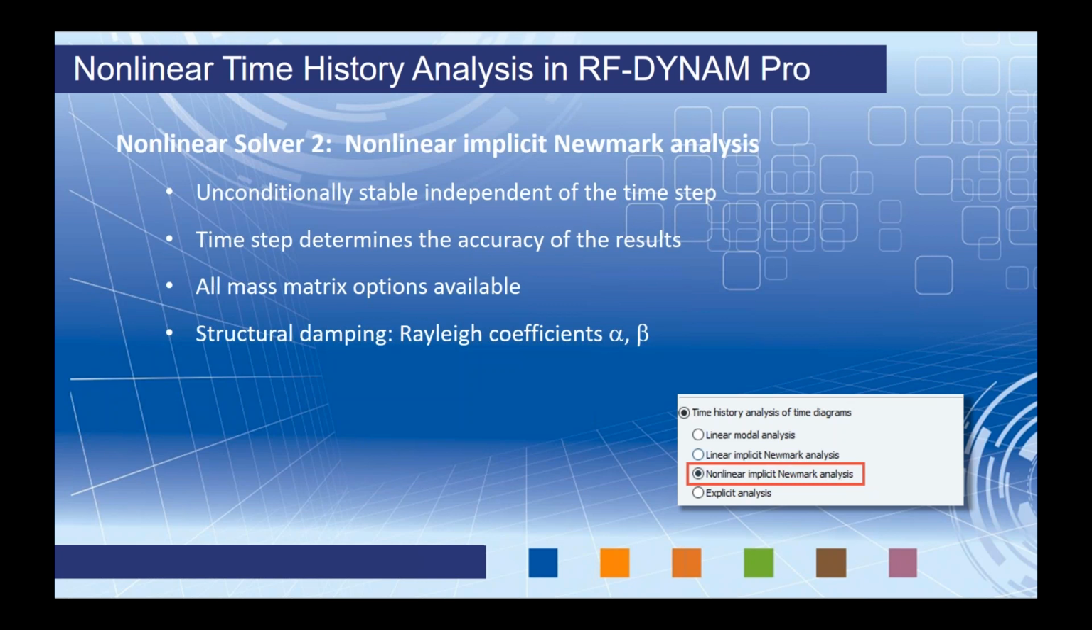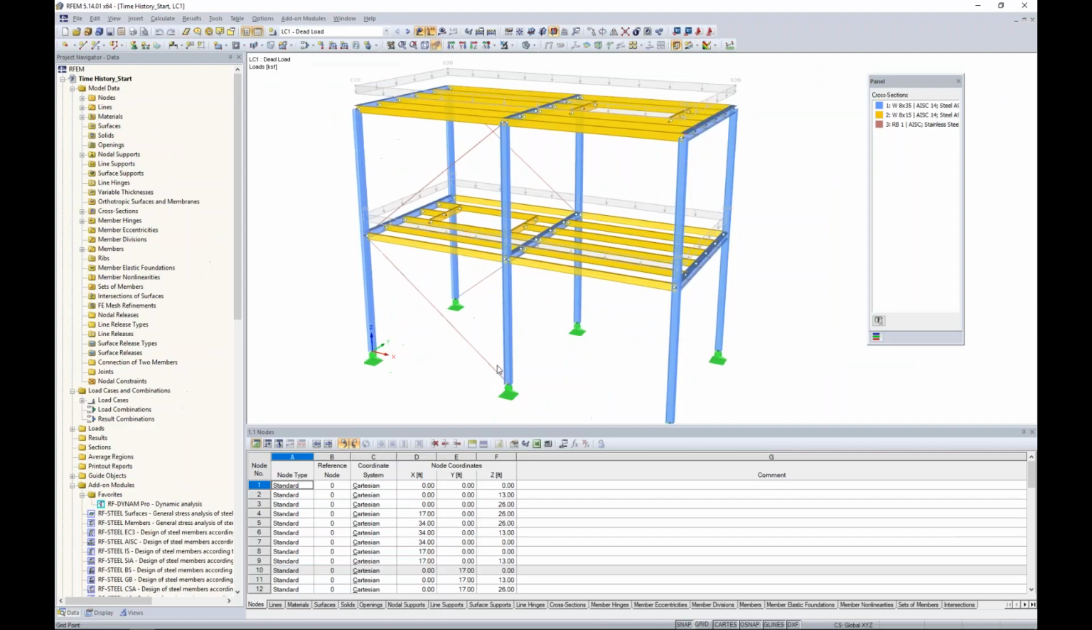So a time step convergence study should be run to determine, okay, as we continue to decrease these time steps, are my results significantly changing? All mass matrix options are available with this solver, and structural damping can be considered with the Rayleigh coefficients, with both alpha and beta. Okay, so that is all for the theory to begin with.